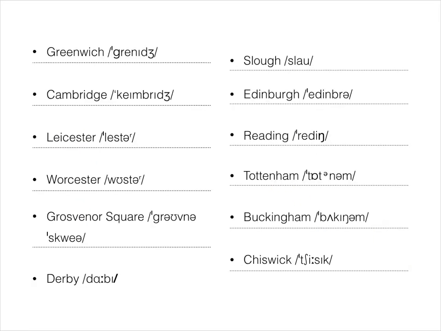So we have Greenwich, we have Cambridge, Leicester, Worcester, this is an U sound, Worcester, we have Grosvenor Square, Derby, Slough, Edinburgh, Reading, Tottenham, Buckingham, Chiswick.